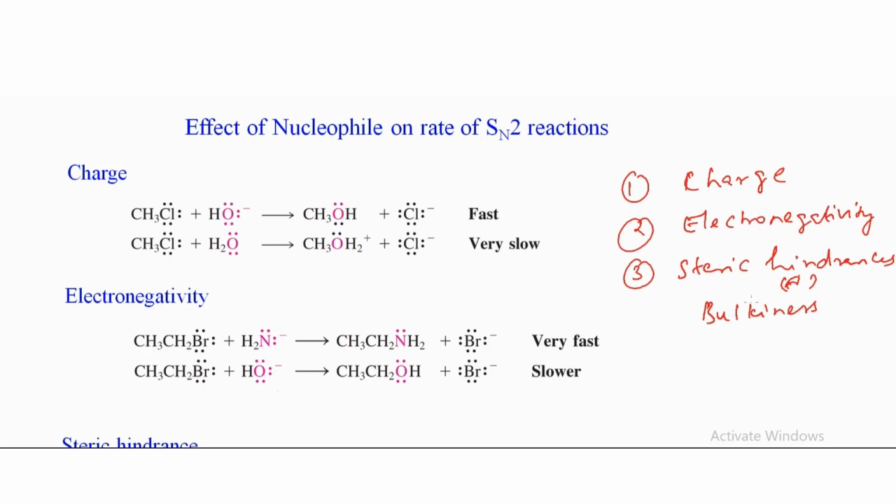First, we see the charge of the nucleophile. You see in the first reaction, the methyl halide, that is methyl chloride, reacts with OH minus and gives this product. Similarly, the methyl chloride reacts with water. The first reaction is fast and the second reaction is slow. Why is this reaction slower? You see, this nucleophile is a charged nucleophile. That means this is a stronger nucleophile.